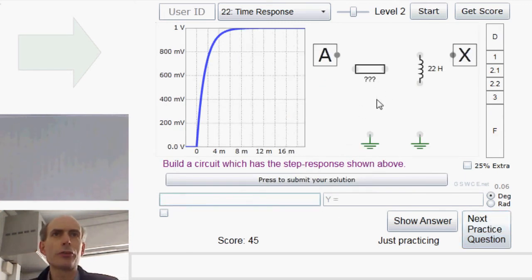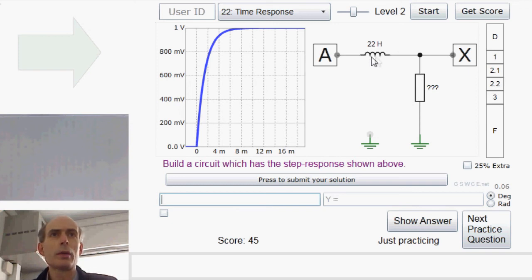Well, this time we have to build the circuit. And we don't know the value of the resistor, but we do know that the circuit is going to start off with no output at all just after the step has occurred at point A. So this must be in this arrangement, so that at time t equals 0, or just after time t equals 0, there will be no current flowing through the inductor. The output X there will still be at 0.